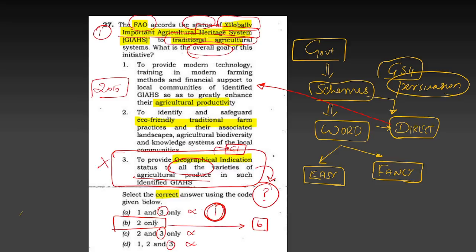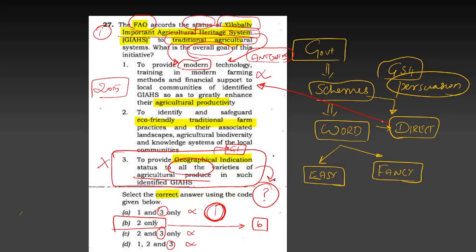Now confirm which statement is correct. What is the direct meaning here? As I said, agricultural heritage system. Heritage and modern are antonyms, not synonyms. A heritage or traditional agricultural system is different from modern techniques. They are two antonyms. So how in a traditional agricultural system are you going to provide modern technology? This is wrong.